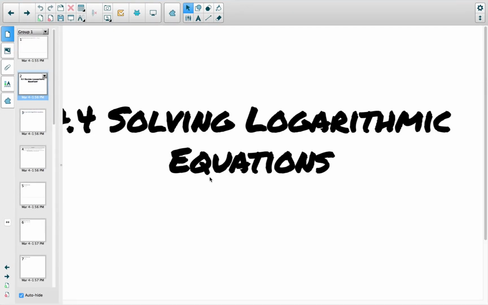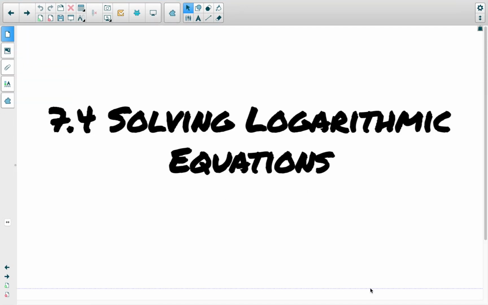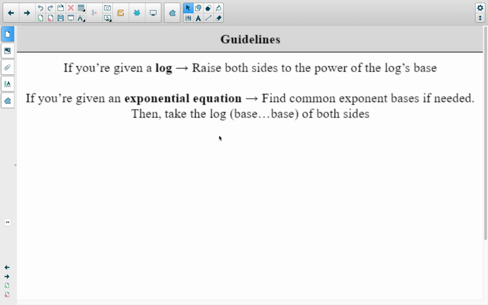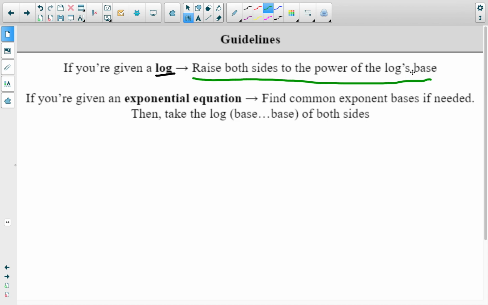This is 7.4, solving logarithmic equations. So, general guidelines: if you're given something in logarithmic form, we're going to raise both sides to the power of the log's base.